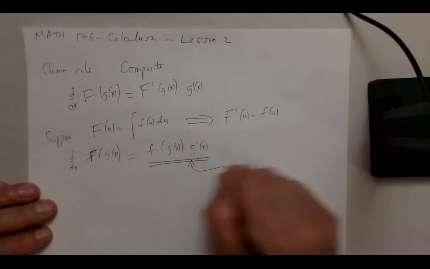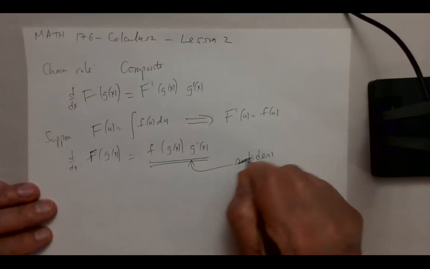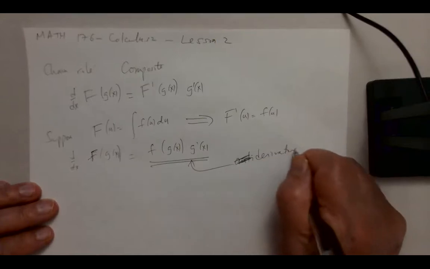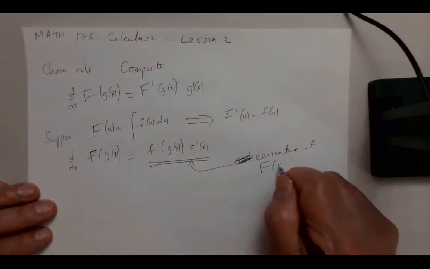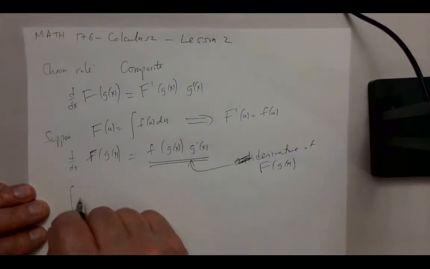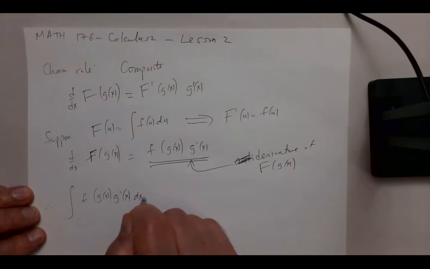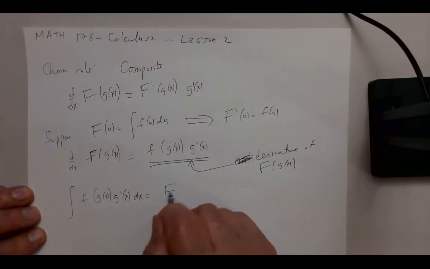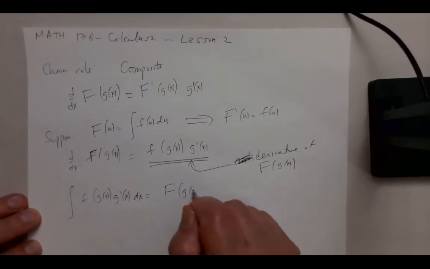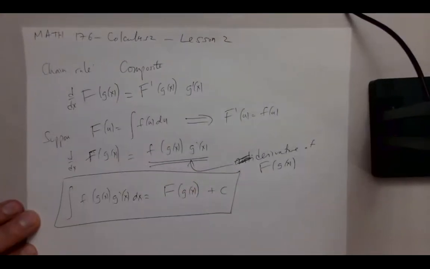So this is the antiderivative, this is the derivative of F of g of x. Therefore, the antiderivative of f of g of x, g prime of x dx, is capital F evaluated at g of x plus a constant.